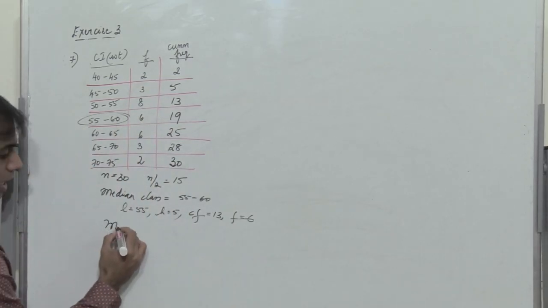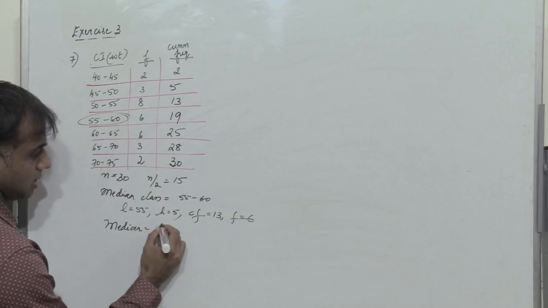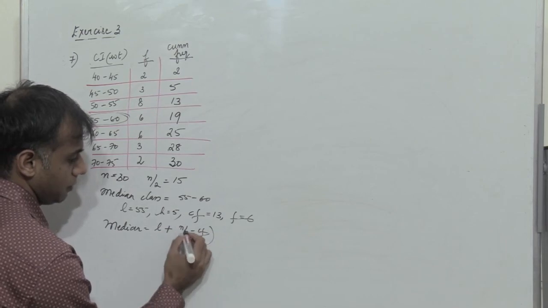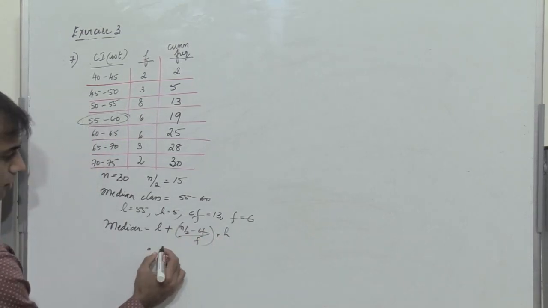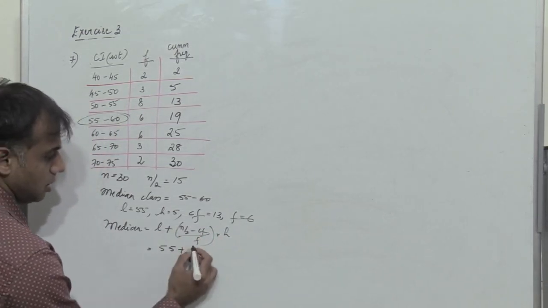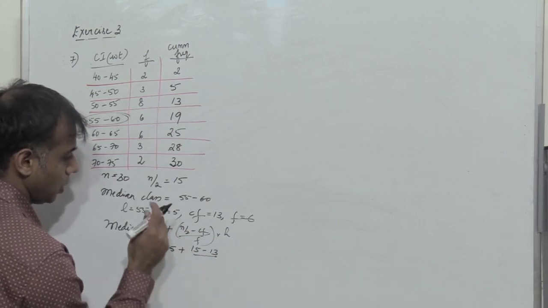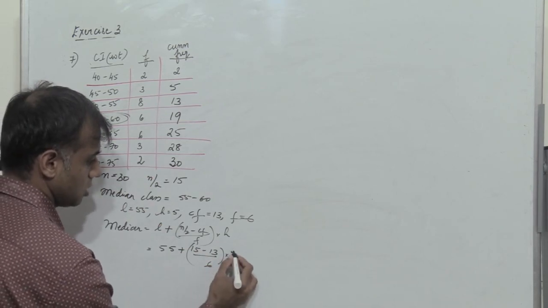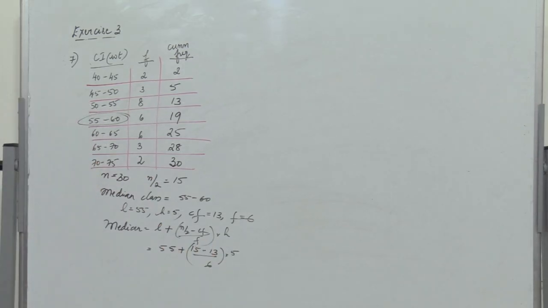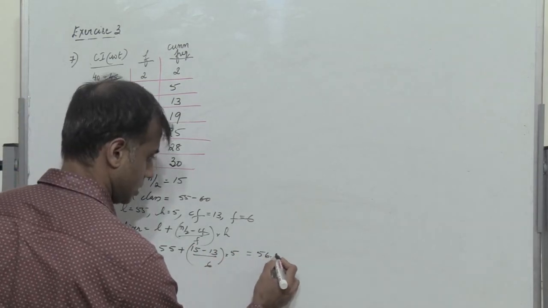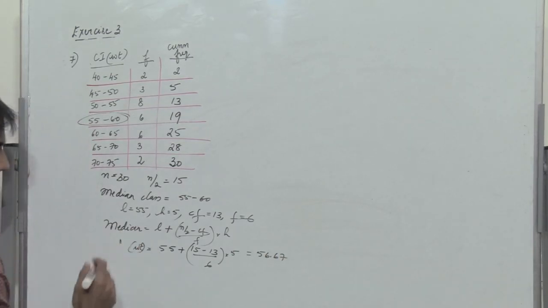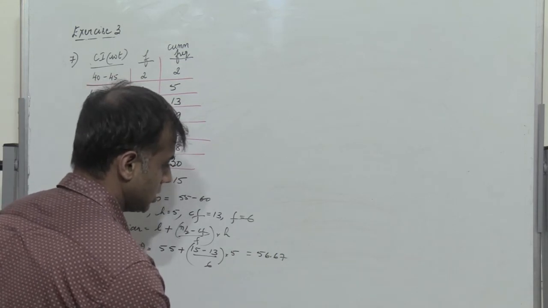Therefore the median value is L plus (n by 2 minus CF) divided by F, into H. So I have L is 55 plus (15 minus 13) divided by F. What is F? F is 6, into H. H is 5. Right? When I do the calculations, we get the value as 56.67. So the median weight among all the 30 students is 56.67.